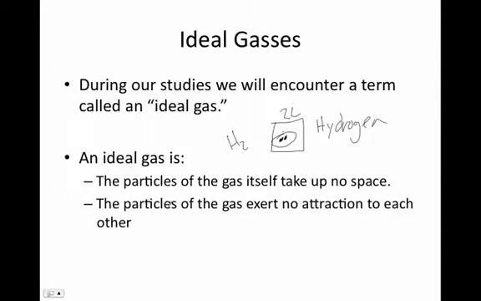The other piece is that the particles of the gas exert no attraction to each other. So this pair of hydrogen particles here will not be attracted to this pair over here, even though that probably isn't actually true. But when you start throwing in all these other pieces, the calculations get ridiculous, and so we are going to just assume everything is what's called an ideal gas. So don't get confused about that. It actually makes it easier, because we don't have to worry about these other things going on.